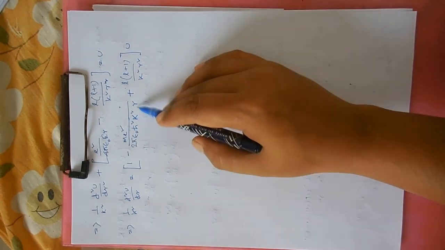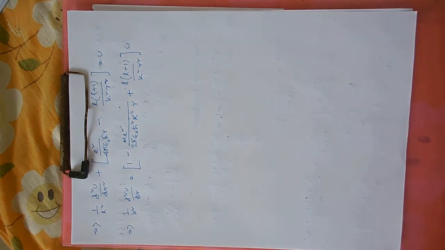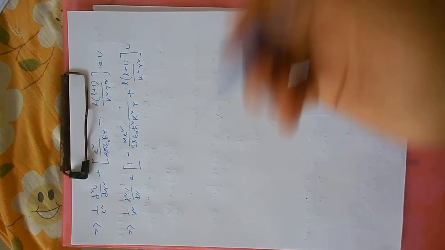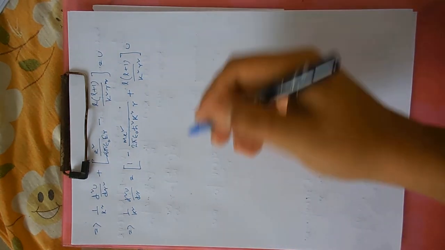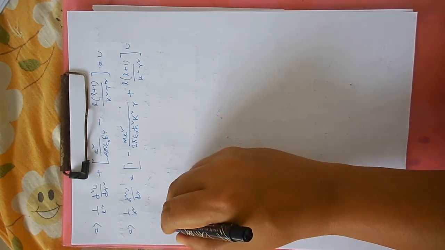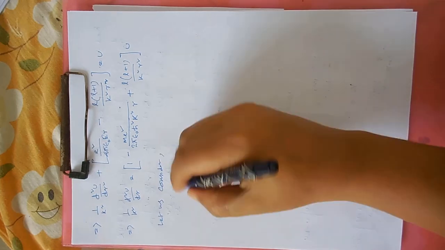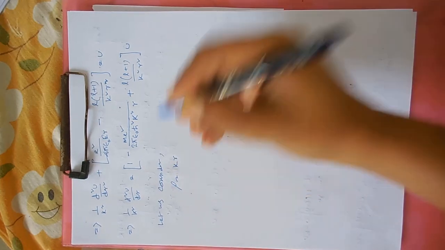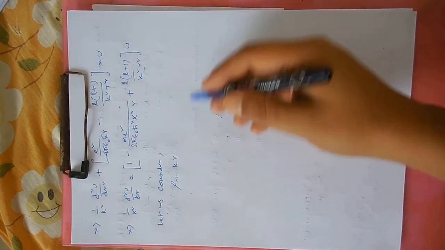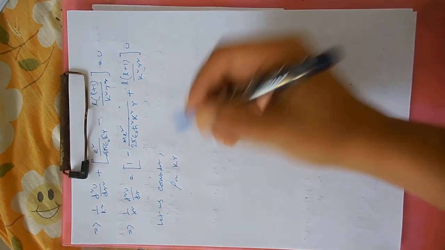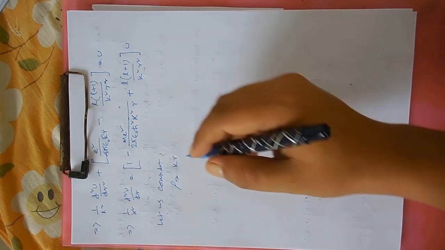Okay, so kr. Now let us define another parameter. Let us consider another parameter, rho equals kr. Here is a kr term, so we will replace it with rho equals kr. Fine.